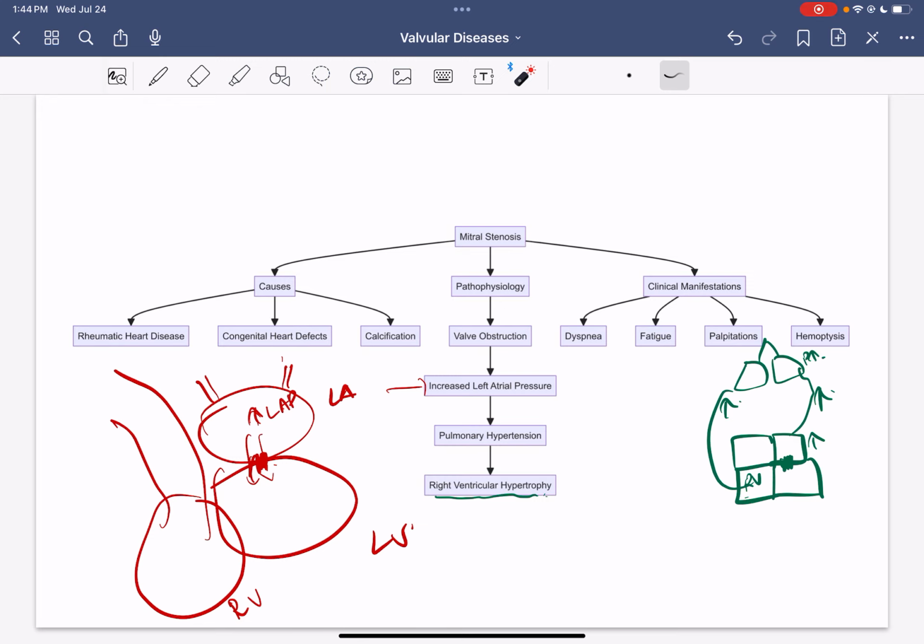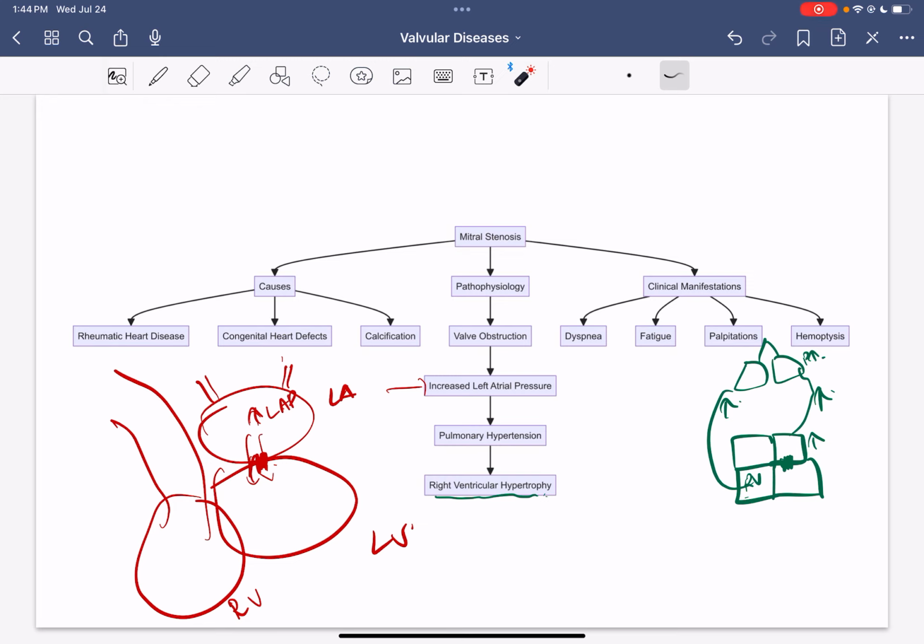So it's essential to remember here that obstruction in the stenosis in the mitral valve is causing increase in pressure in left atrium, as a result in the pulmonary veins, in the pulmonary circulation, in the pulmonary trunk, and finally in your right ventricle. That leads to your right ventricular hypertrophy. See how simple the pathophysiology is.